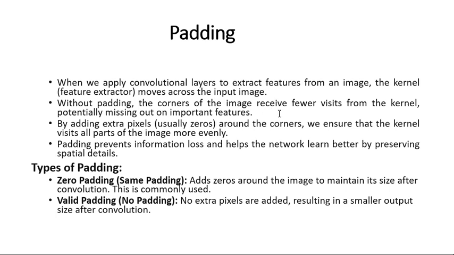Without padding, the corners of the image receive fewer visits from the kernel, potentially missing out on important features. By adding extra features around the corners, we ensure that the kernel visits all parts of the image more evenly. Padding prevents information loss and helps the network learn better by preserving spatial details.